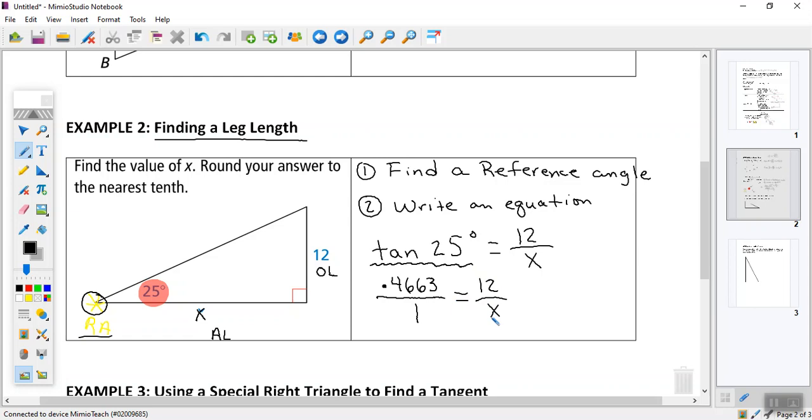By the way, do you think x should be longer than 12 or less than 12? What's it look like in the picture? Okay, let's just see if that happens. So run 12 by 1, divide by 0.4663. This one says find our answer to the nearest tenth. So what do we get for x? 25.7. Do they have a unit on there? Nope. Okay.